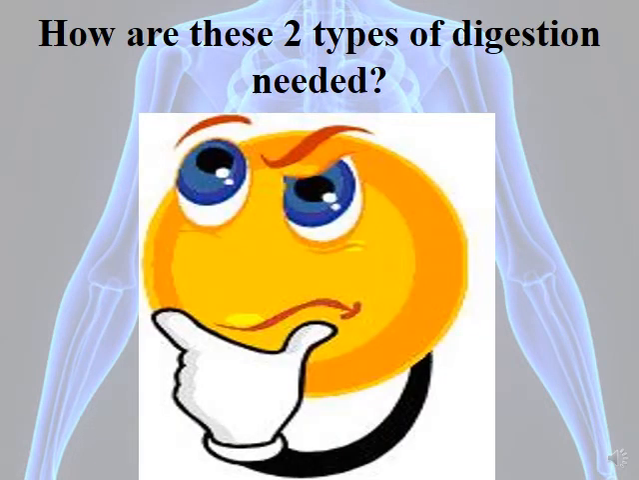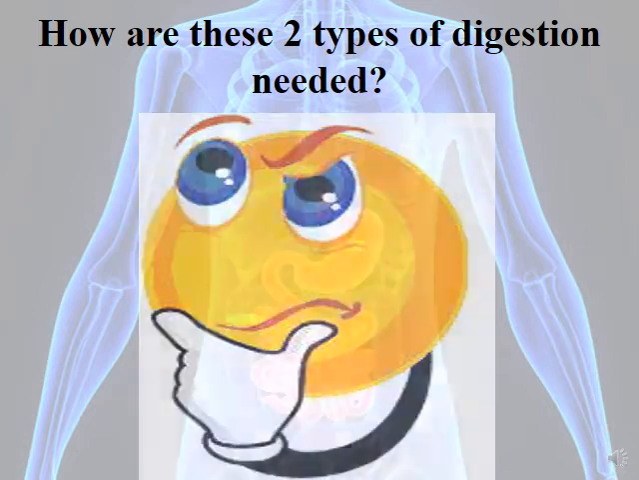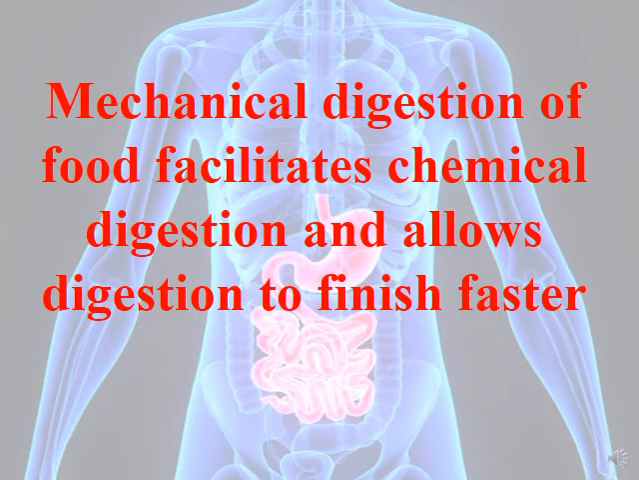How are these two types of digestion needed? Starting with mechanical digestion of food: whenever we eat food, we have to chew it. By chewing, the food becomes smaller in pieces. These small pieces allow the functioning of the juices. For example, in the mouth, we have the digestive juice called saliva, which is secreted by the salivary gland. So saliva helps in the process of digestion.